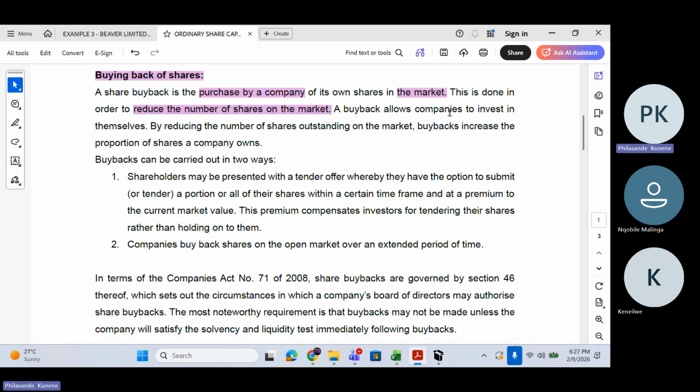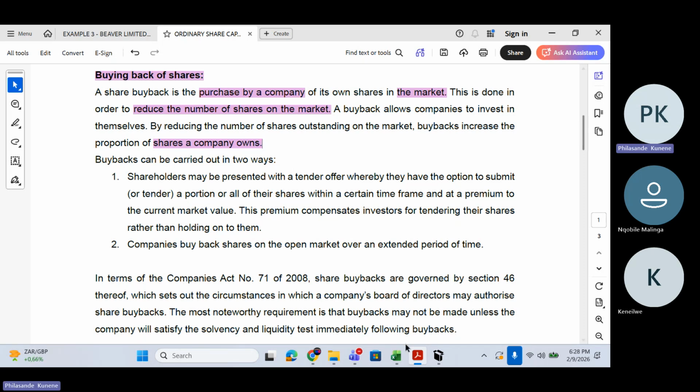A buyback allows companies to invest in themselves. By reducing the number of shares outstanding on the market, buybacks increase the proportion of shares the company owns. So what happens here? It's good to issue shares as a company, it is good for us. But for the shareholders that we already have, it is not good.